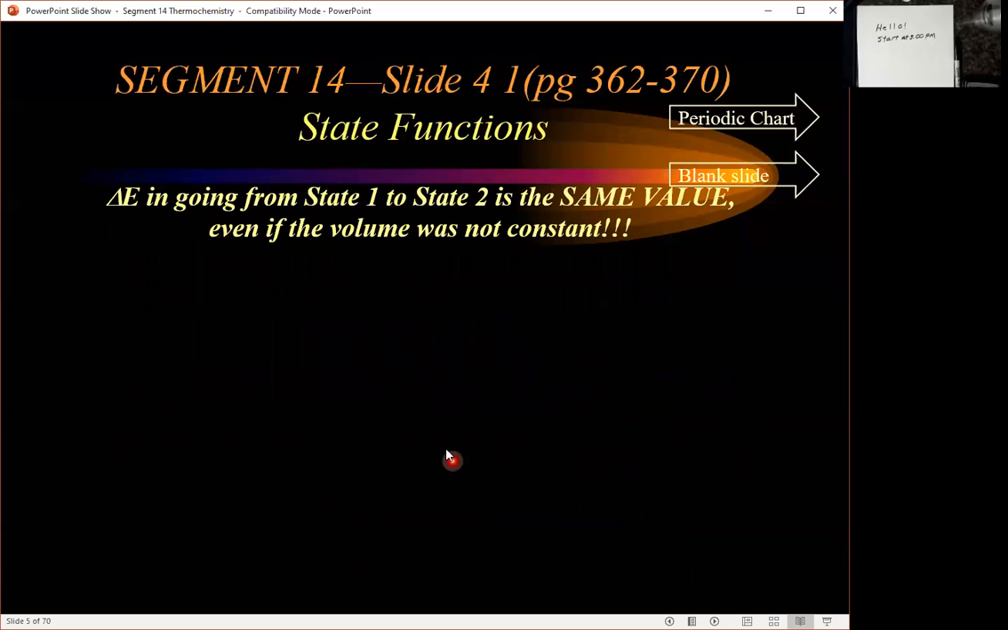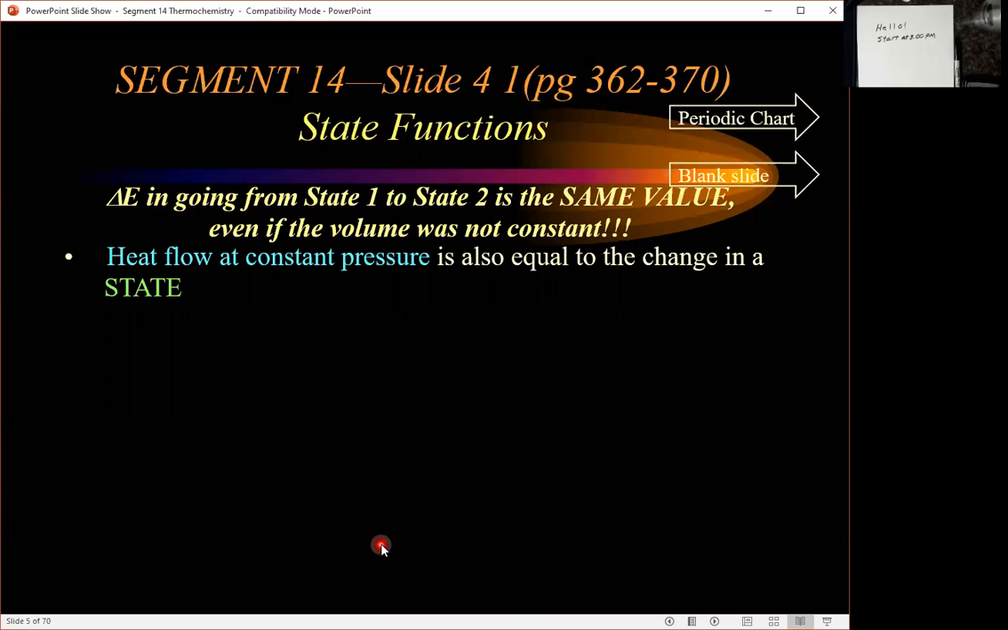So delta E going from state 1 to state 2 is the same value, even if the volume is not constant in this process. You just have to do it once in order to know what the value is.